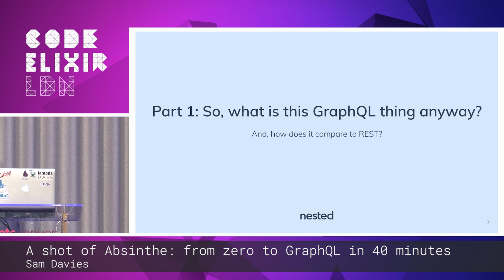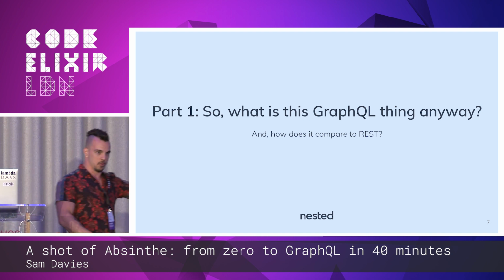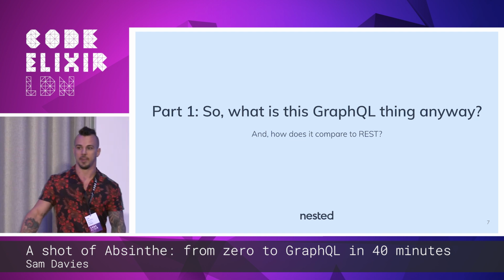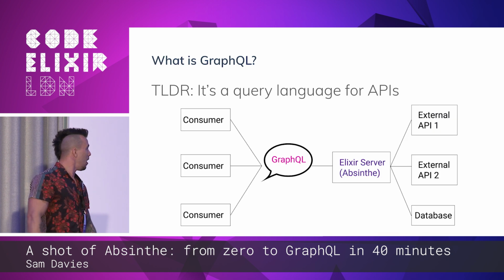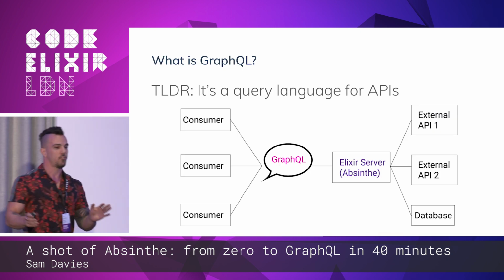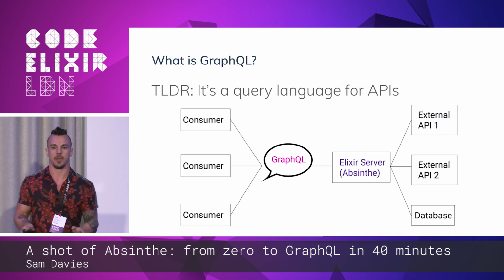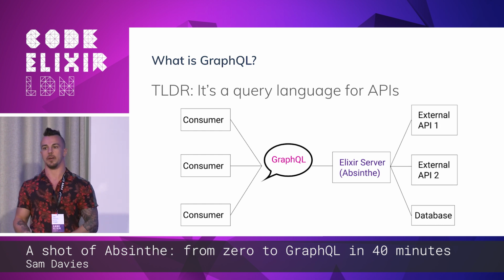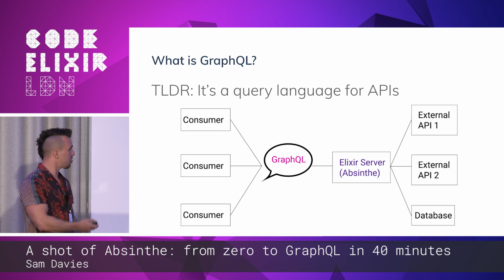So what is this GraphQL thing anyway, and how does it compare to REST, which we all are intimately familiar with and know and love? Try not to overcomplicate this. It's just a query language for APIs. Nothing more and nothing less.